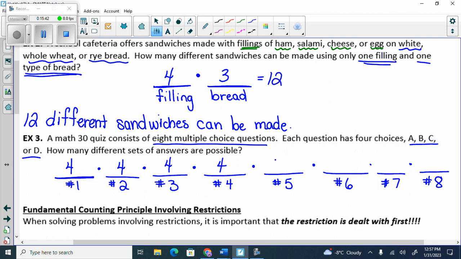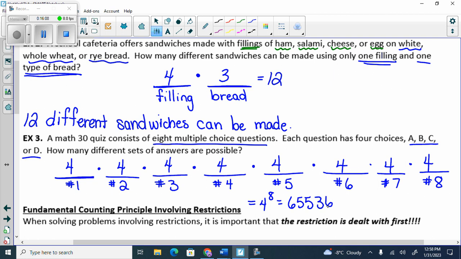4, 4, 4, 4, 4. Some people say that's 4 times 8. That is not 4 times 8. That is 4 to the power of 8, which I remember from period 2 was 65,536. Correct me if I'm wrong, because I'm trying to just remember. Yeah? Okay.